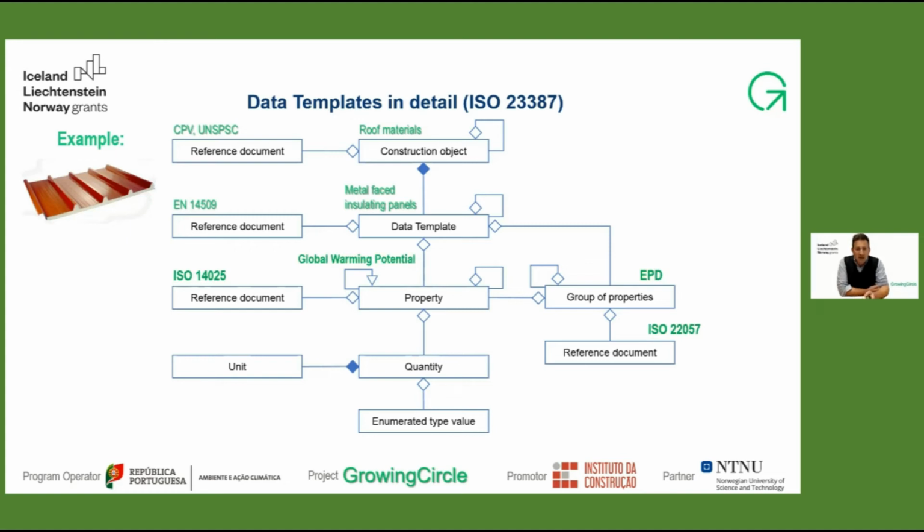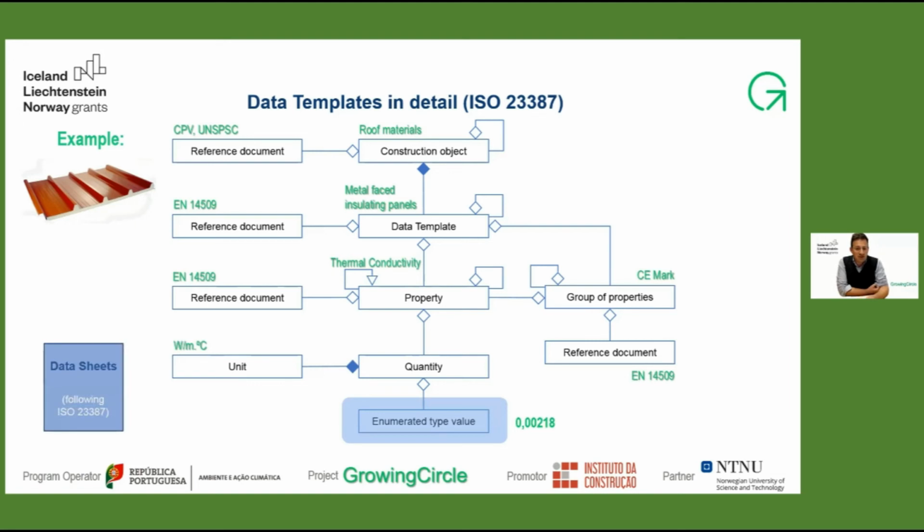Another example is the one related to environmental product declarations. EPD developments are framed by ISO 14025, and the global warming potential is part of this. There is already an ISO standard, and more are to come in other topics, that frame the group of properties as part of data templates. And in this situation for EPD, it is the ISO standard 22057.